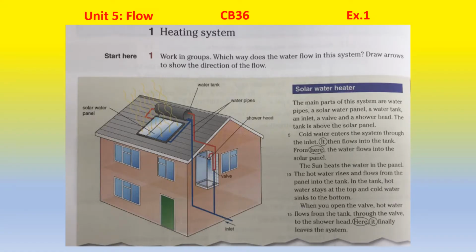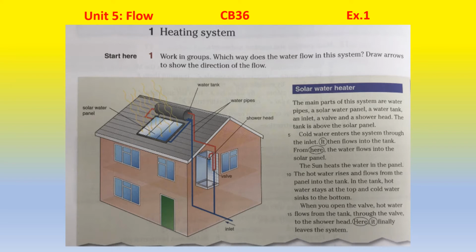Okay, now let's start looking at our lesson, the heating system. If you look at the house, when we have a text like this, usually accompanied with a picture, it's a good idea to look at the picture and to try to understand the picture so that we can understand the reading text better. Okay, so let's look at the picture here. This is a house, and on the roof there is solar water panel.